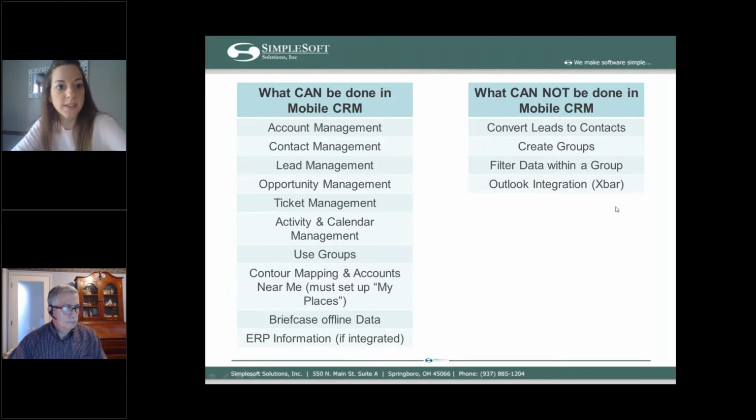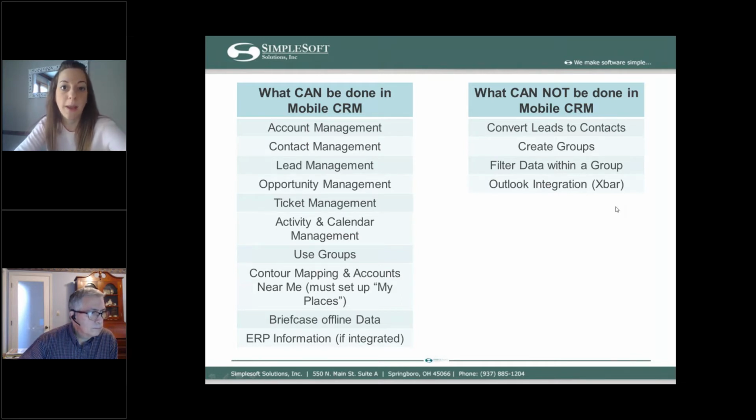I just want to take a quick second to talk about what can and can't be done in mobile. What can be done is your account, contact, and lead management. You can add, you can edit, you can put in notes, you can schedule activities, right? For all those entities, you can create opportunities and tickets. You can see all your opportunities and tickets you've created in web. You have activity and calendar management. You can use your groups. And I'll show you some quick tips on setting defaults to access those quicker on mobile.